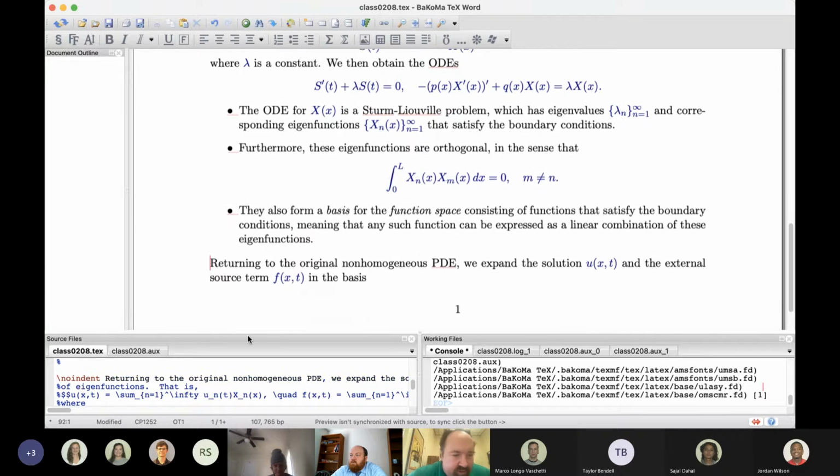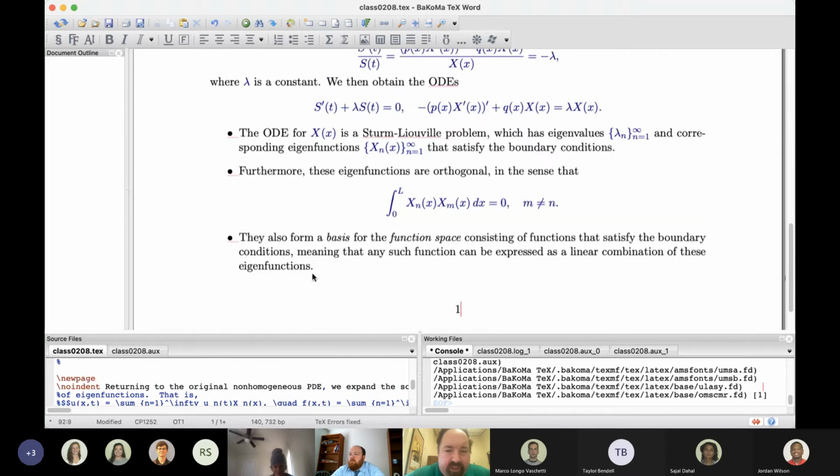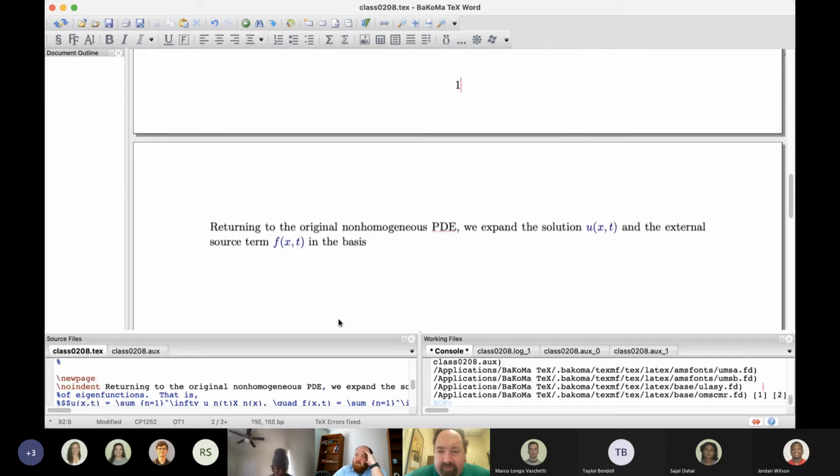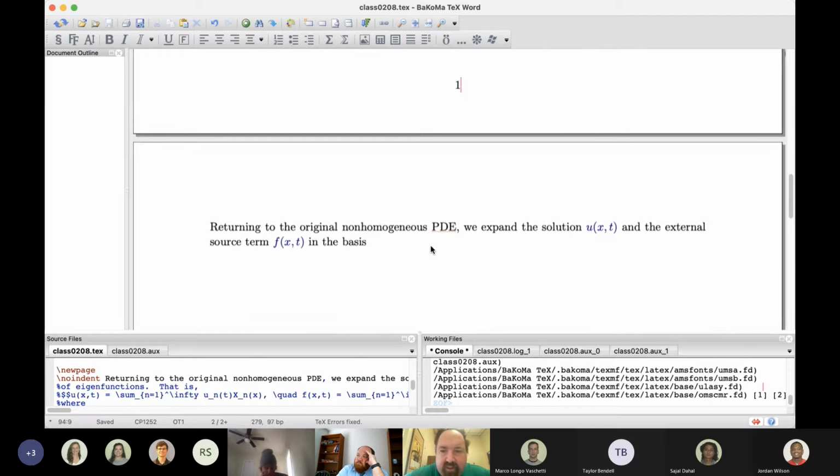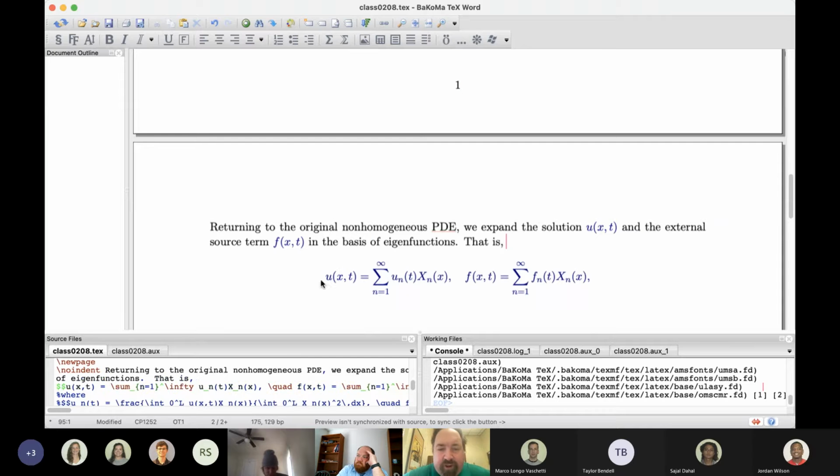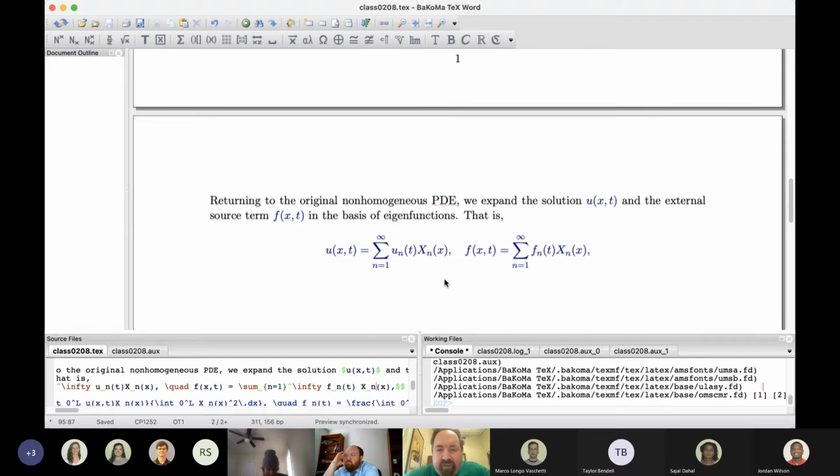So now I'm going to go back to the original non-homogeneous PDE. What are we going to do with that? What I can do is express my solution, which I'm looking for, as a linear combination of these solutions to my Sturm-Liouville problem. And the same with the source term, f of x,t. These are what are called eigenfunction expansions, because I'm expanding u of x,t and f of x,t as linear combinations of my eigenfunctions that are solutions of my Sturm-Liouville problem.